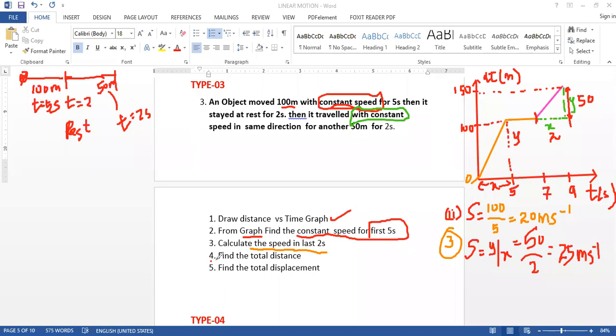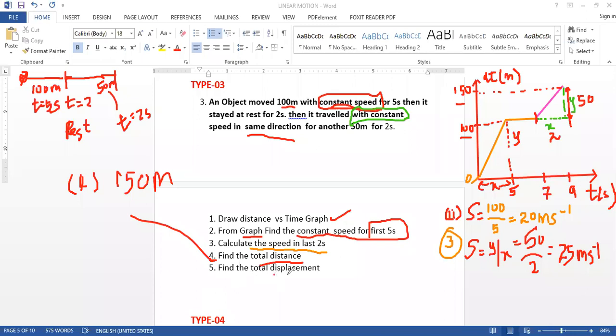Now the fourth question: find the total distance. It is moving in the same direction. The total distance means the total length an object has traveled. It traveled 100, and another 50. So the answer for the fourth question would be 150 meters.